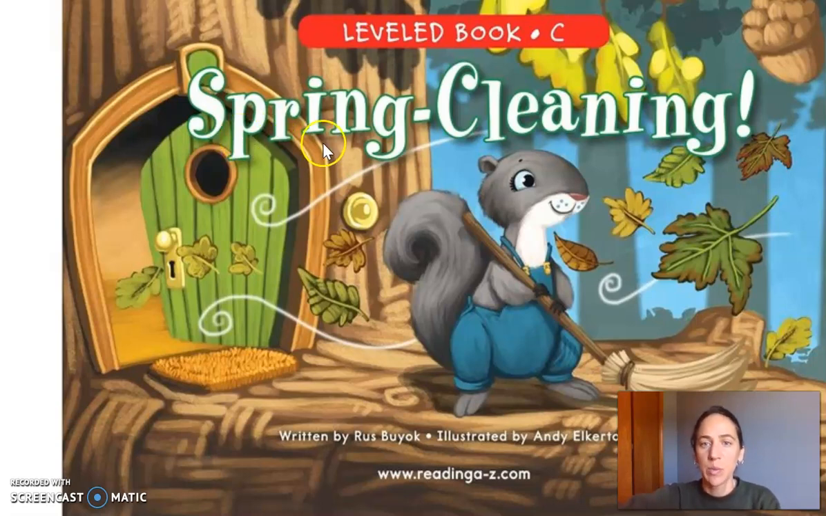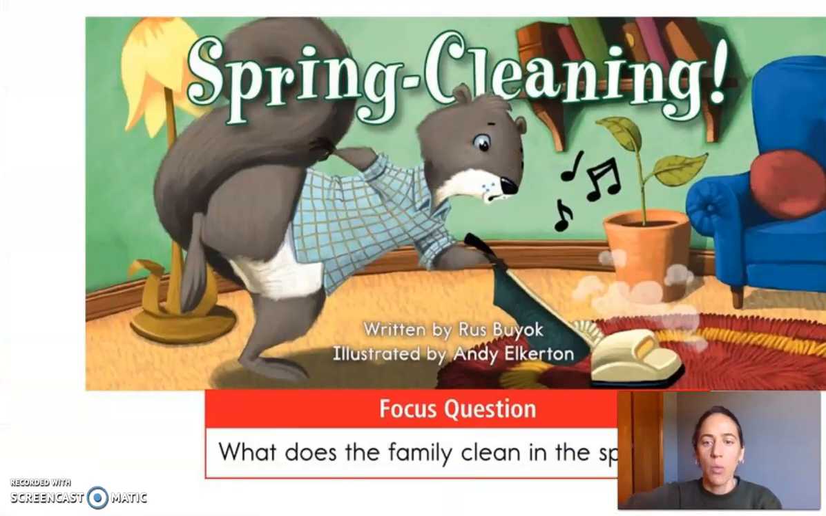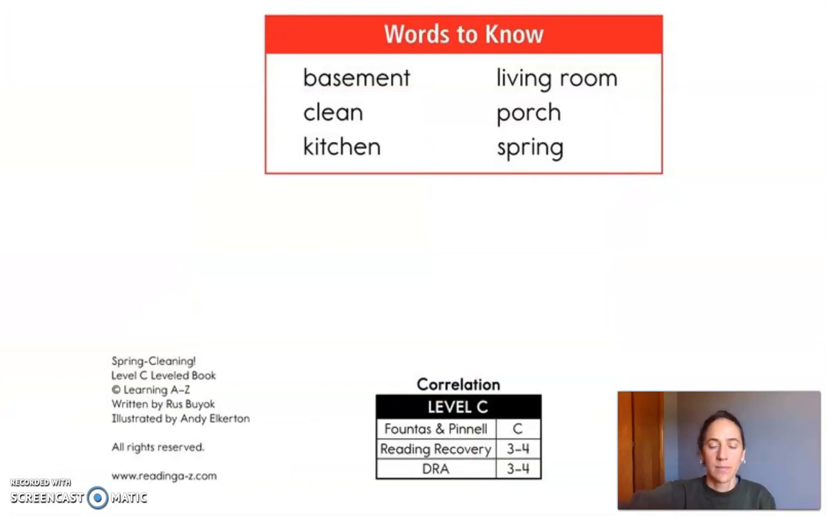This is called Spring Cleaning. What we want to think is what does the family clean in the spring? We're going to look for what do they clean and words that have the EA letters to make my E sound, like the word clean. And we saw the words basement, clean, kitchen, living room, porch, spring.